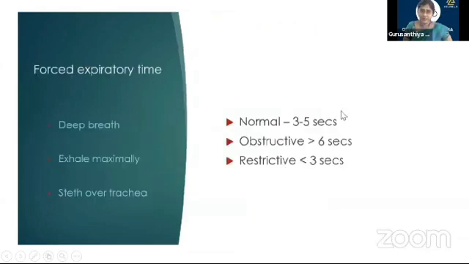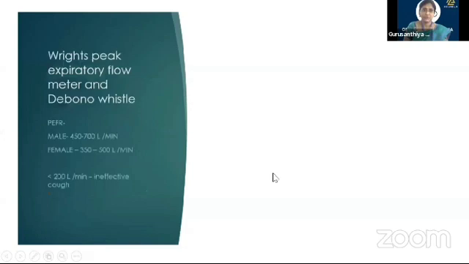Then forced expiratory time. What we ask the patient to do is take a deep breath and hold the breath. Then ask the patient to exhale maximally. When they exhale, you place a stethoscope over the trachea and measure over how many seconds the patient is actually exhaling. The normal value is 3 to 5 seconds, and if the patient is able to exhale for more than 6 seconds, it means it's an obstructive disorder. And if the breath stops below 3 seconds, then it means it's a restrictive disorder.